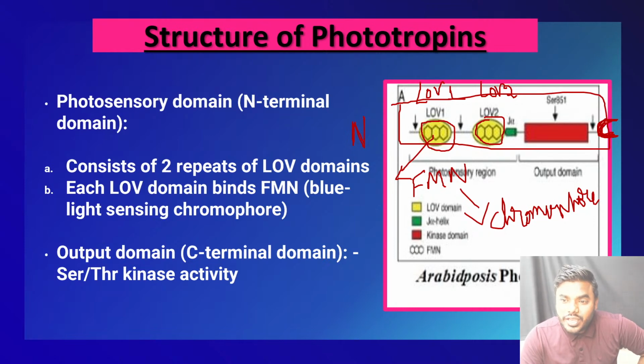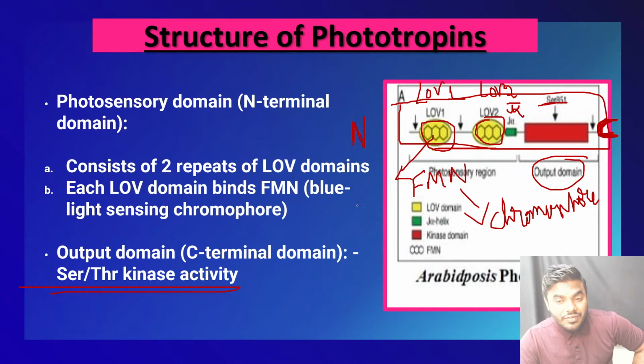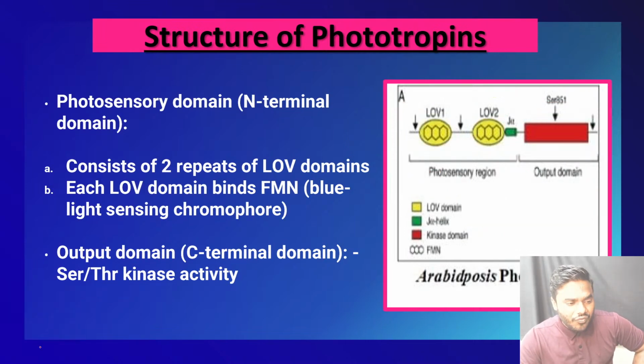Friends, if you look into the C-terminal domain, what I want you to remember here is the red colored part. It has serine and threonine kinase activity. The point is that this LOV domain is connected to the output domain, or serine threonine kinase domain, with the help of a chain we call the joining alpha chain, shortly the J alpha chain.